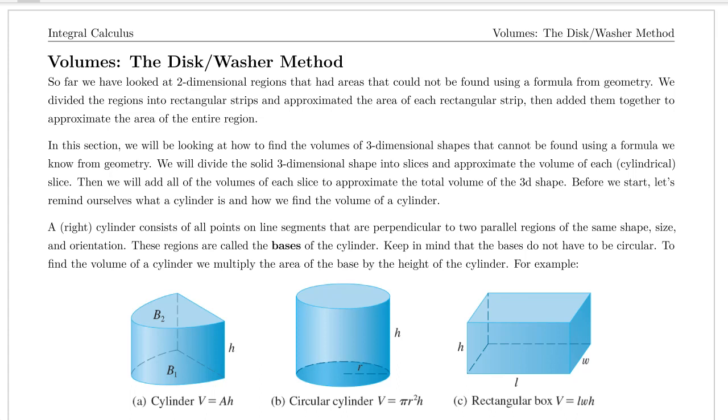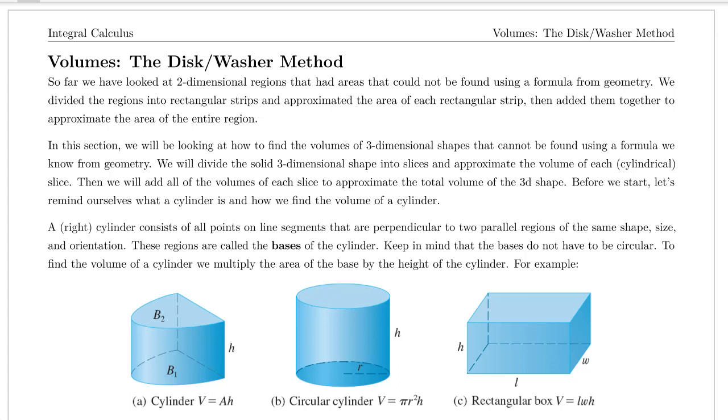In this section, we will be looking at how to find the volumes of three-dimensional shapes that cannot be found using a formula that we know from geometry. We will divide the solid three-dimensional shape into slices and approximate the volume of each cylindrical slice. Then we will add all the volumes of each slice to approximate the total volume of the 3D shape.